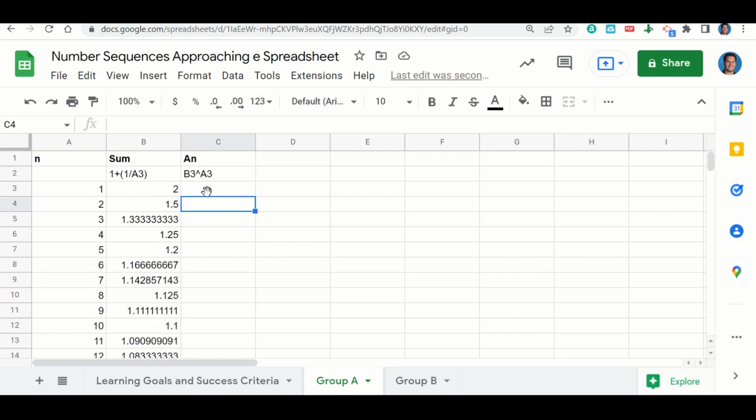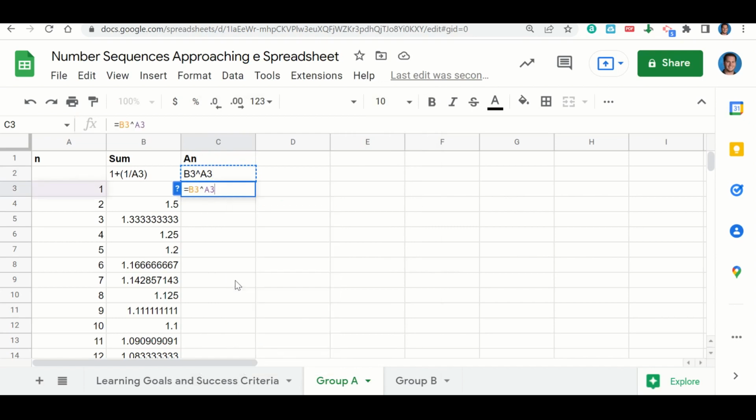Then I'm going to go back, and I want to know what a sub n is. This is what I actually want to know. So I'm going to do the exact same thing. I'm going to right click and copy this, and I'm going to go here and put equals, and paste it.